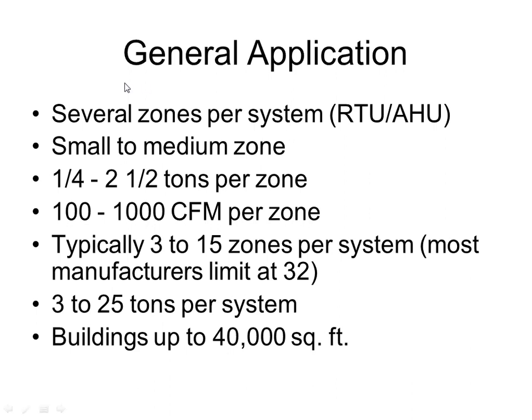So we're just going to go over some general guidelines for a VVT system and when you need it. If you have an air source or a rooftop unit where you have multiple zones, this would be a perfect application. Again, you have different size zones. Generally, we refer to smallest size, probably 1/4 of a ton to up to around 2.5 tons. The correlating CFMs for those are 100 to 1,000 CFM per zone.